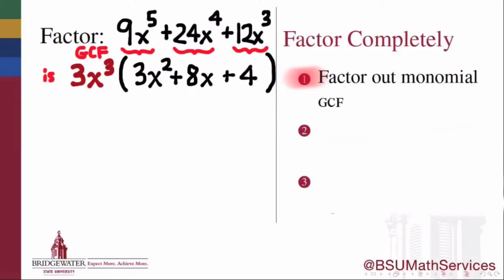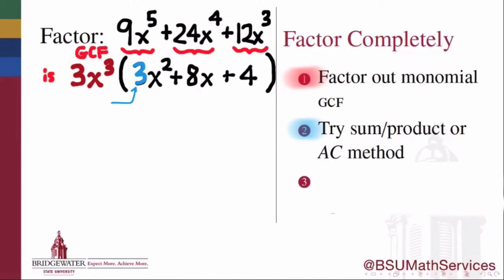And that makes our job considerably simpler, because now the trinomial that we see, 3x^2 + 8x + 4, is in fact a quadratic trinomial, which is something that we have other techniques to be able to factor. So that's what we'll look at next. What technique will allow us to factor this quadratic trinomial? Either the sum and product or the AC method will be appropriate.